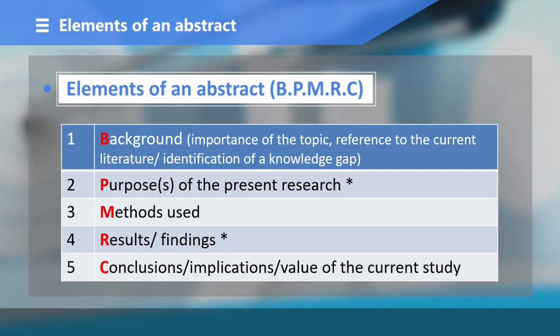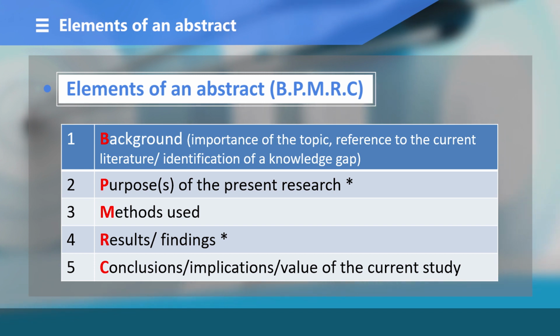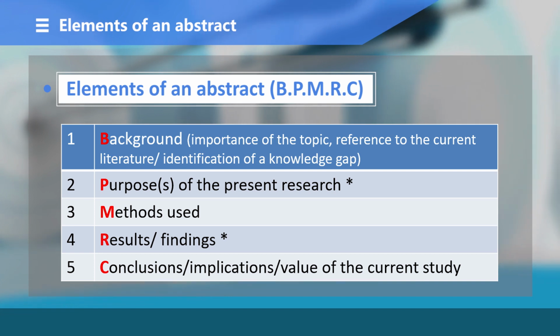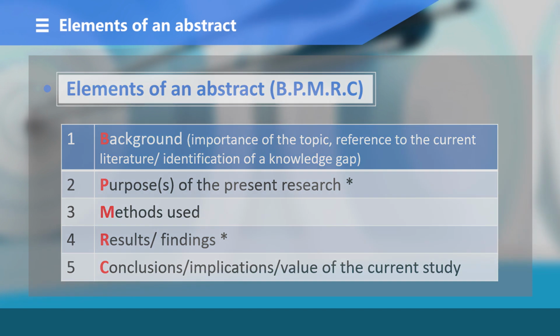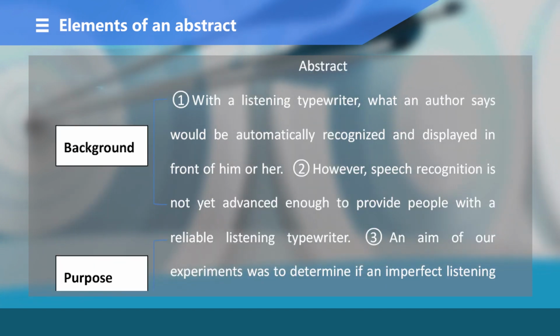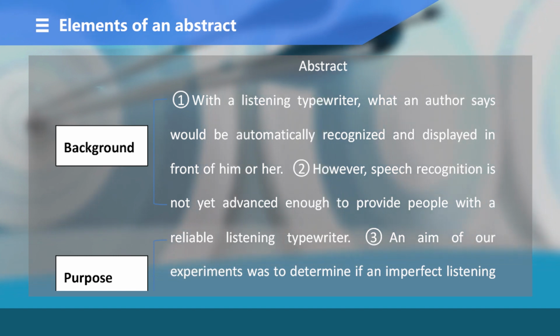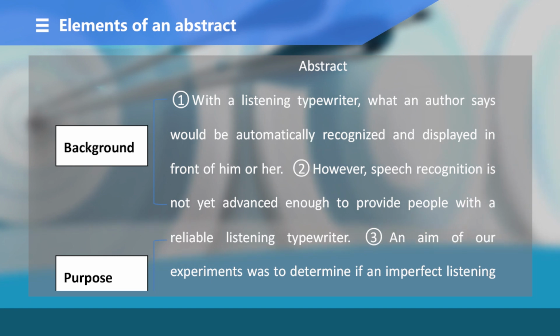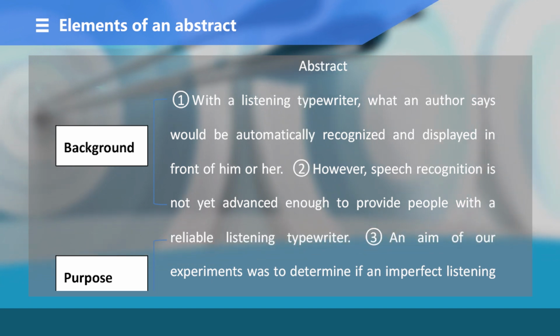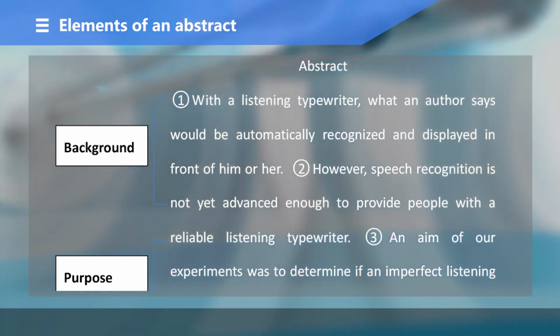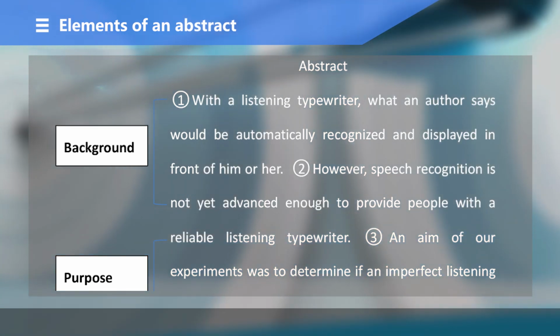论文摘要一般会包括5个要素：研究背景、目的、方法、结果以及结论。其中研究的目的和结果是任何摘要都必不可少的。Here is an abstract from the field of computer science. Can you identify the different elements of it? The first and second sentences provide us with some background information about the topic of the paper, listening typewriter.